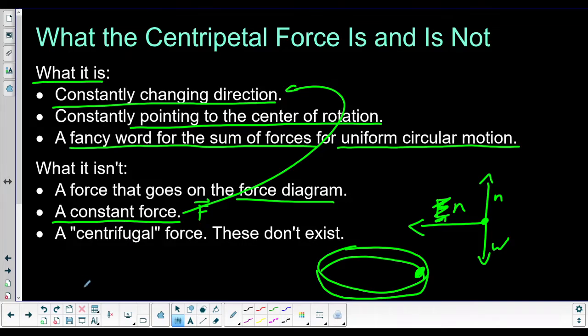Okay. The other thing is a centrifugal force. Actually, I have a slide talking about this. It is not a centrifugal force. Centrifugal forces don't exist. This is not a force. This is a bad word. You're not allowed to say that word anymore. Don't say it. If you say it, I'm gonna get mad.